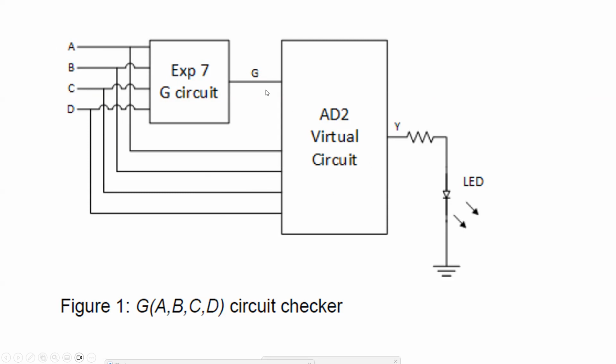Now for the output here, you need to create a truth table. In this truth table, the inputs are A, B, C, D, and G, and the output is Y. All you have to do in the truth table is, when it is true, the output here has to be 0. If it is false, the output here has to be 1.